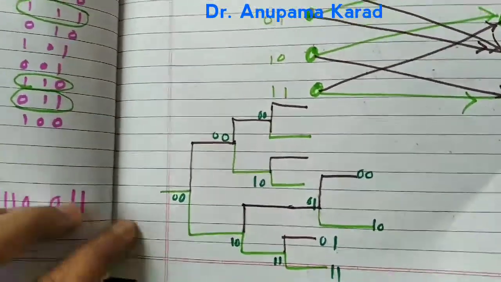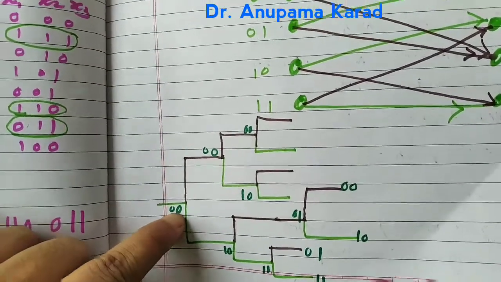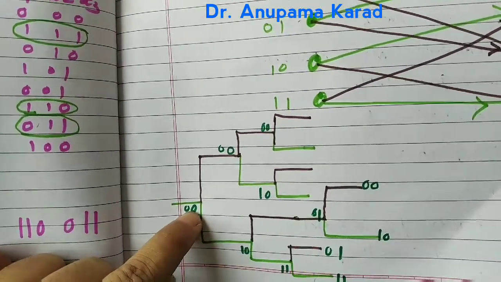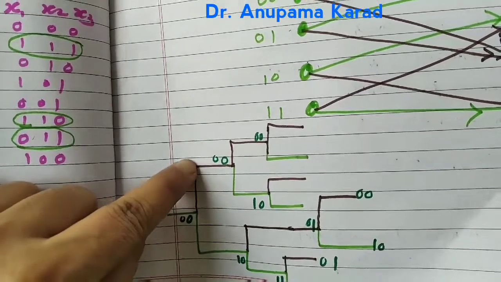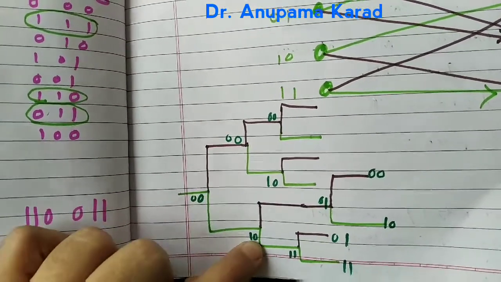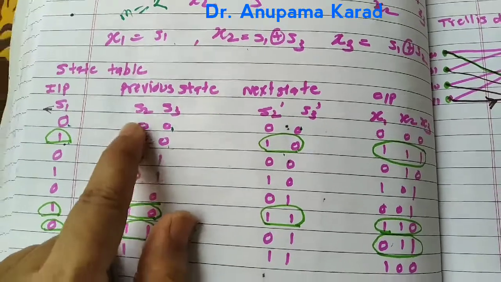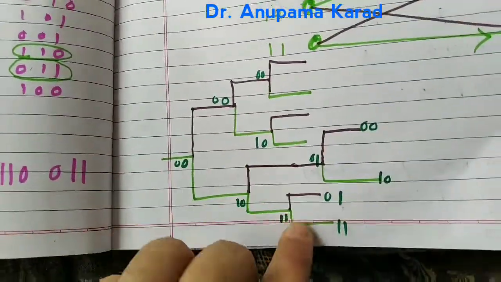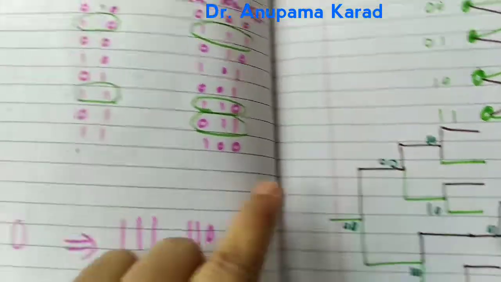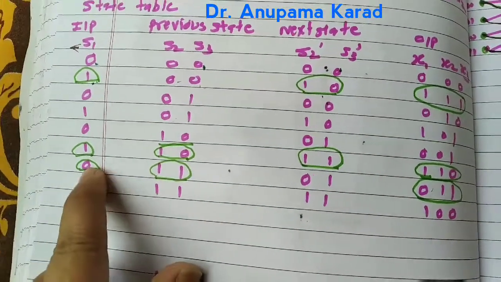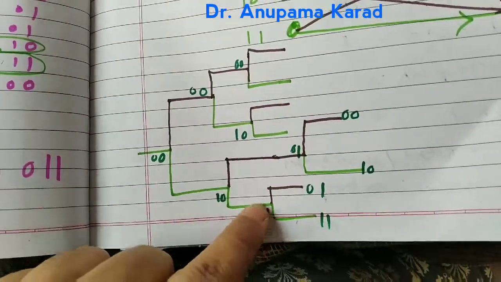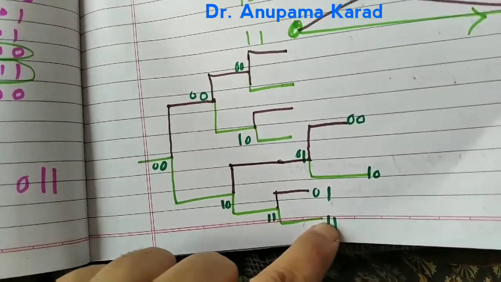Next is code tree. For code tree, upward branch is for 0 input, downward for 1 input. From 0 0, upward means input is 0, the next state is 0 0. For 0 0 previous state, input is 1, next state is 1 0. Next 1 1 state: upward means input is 0, next state is 0 1. 1 1 input is 0, next state is 0 0. 1 1 input is 1 means downward, next state is 1 1.